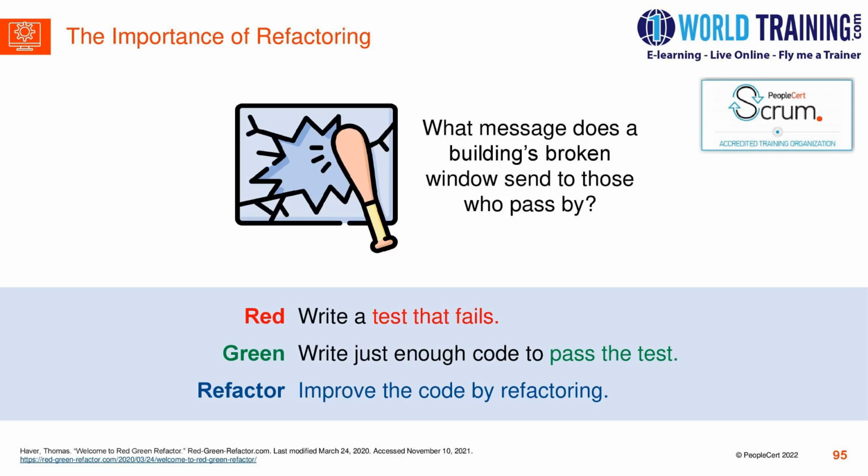And then the third step is you do the refactoring of the code. What does it mean? As part of refactoring, you try to improve the code by suggesting and improving the design of the code.